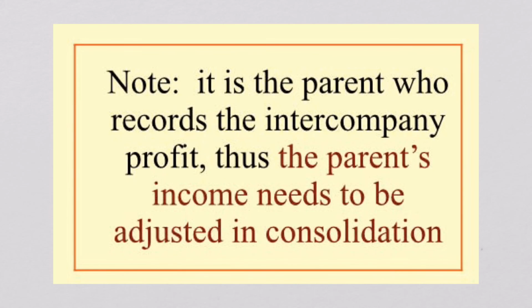This slide ends the group, and we'll move on and continue this in the next video, but it basically describes that when it's downstream, the parent records the intercompany profit, thus the parent's income needs to be adjusted in consolidation. How that gets done is what we'll see in the next go-around.